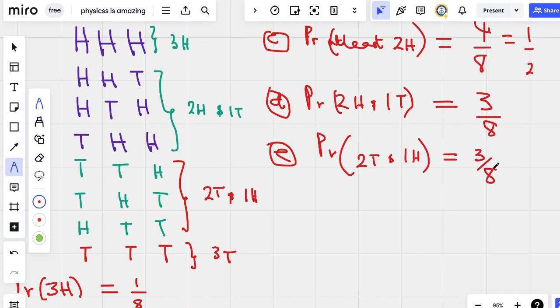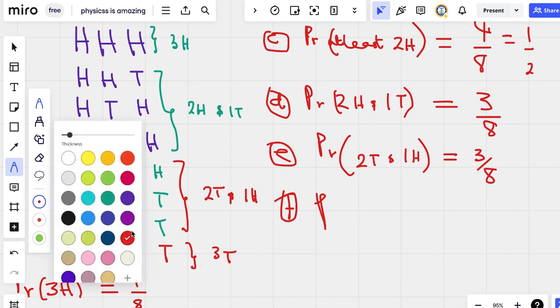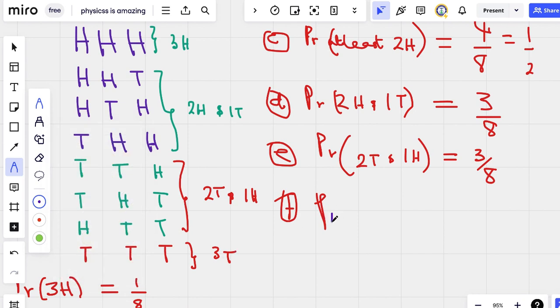What's the probability of getting all tails? It is 1 over 8. Or at least 1 tail. Let's do this one: the probability of getting at least 1 tail. So this one will be 7 over 8.